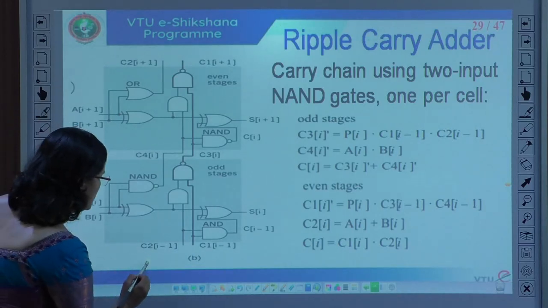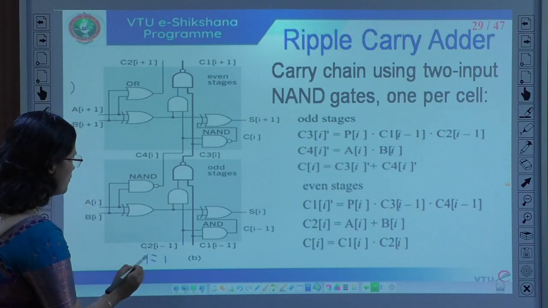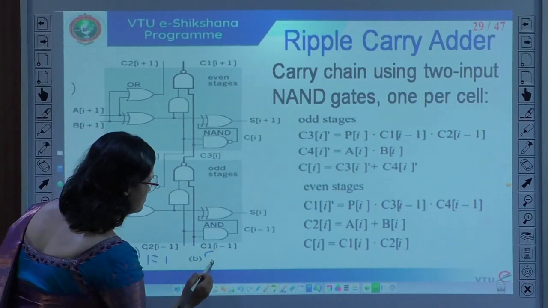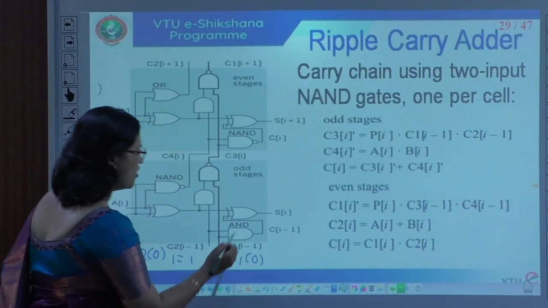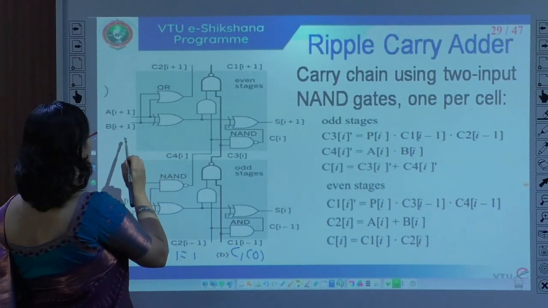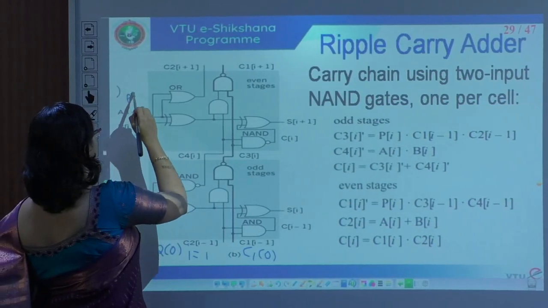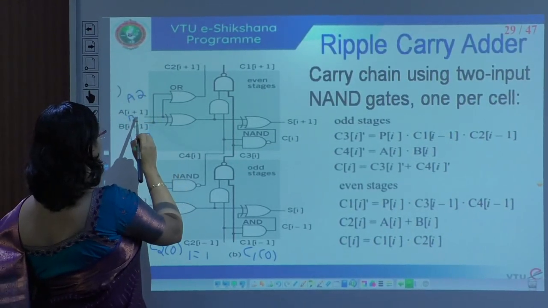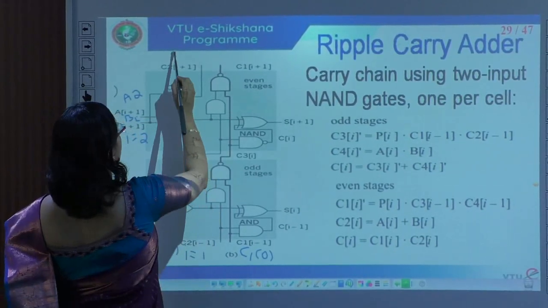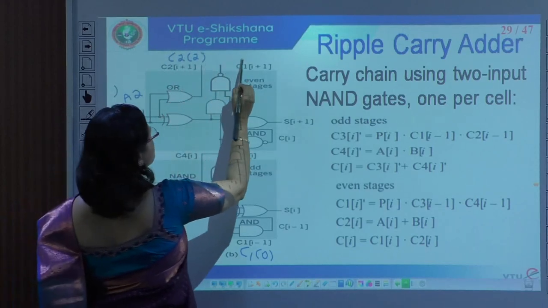Assuming i is equal to 1, this will become C2 of 0, and this will become C1 of 0, or any previous stage. I am assuming C2 of 0 for i equal to 1. Here I am assuming i equal to 2, so I will get A2 and B2, and then I am going to get C2 of 2 and C1 of 1.